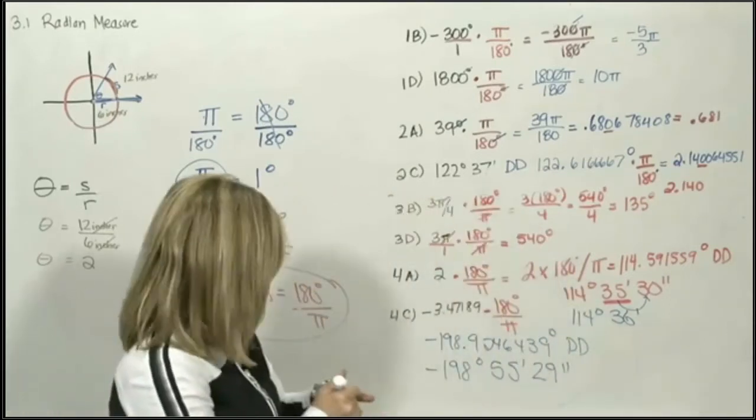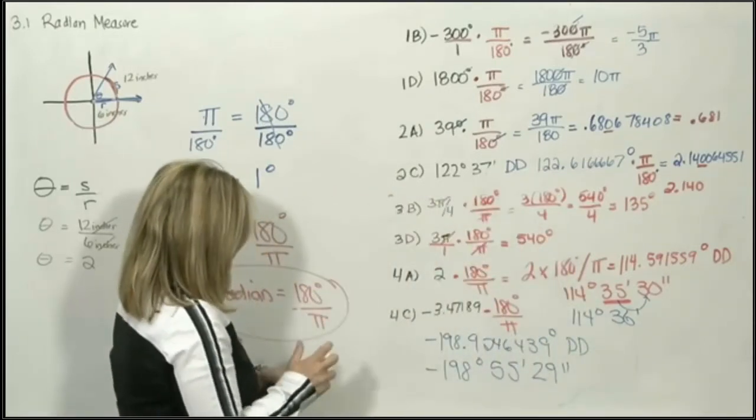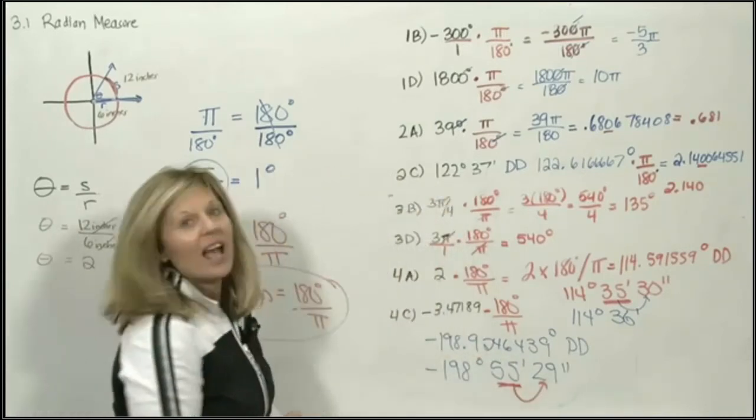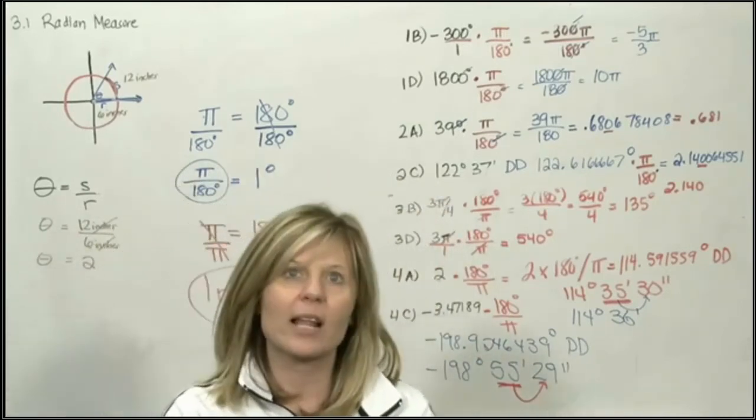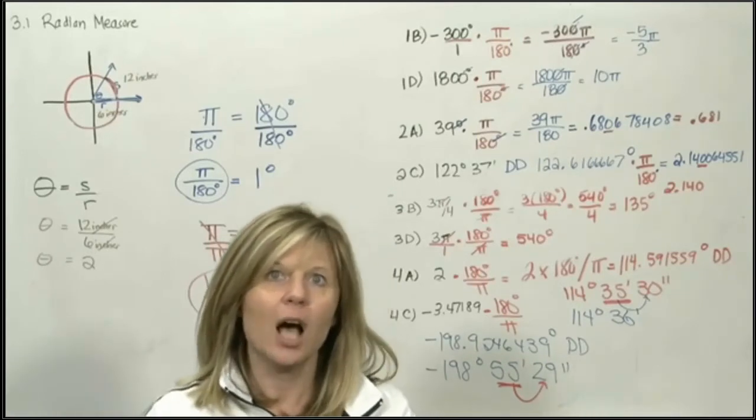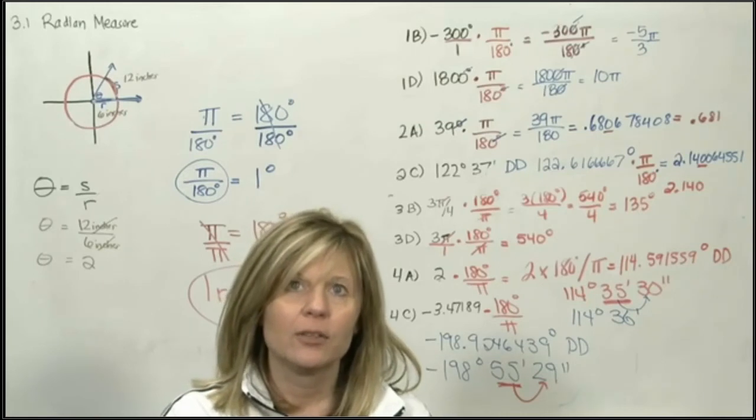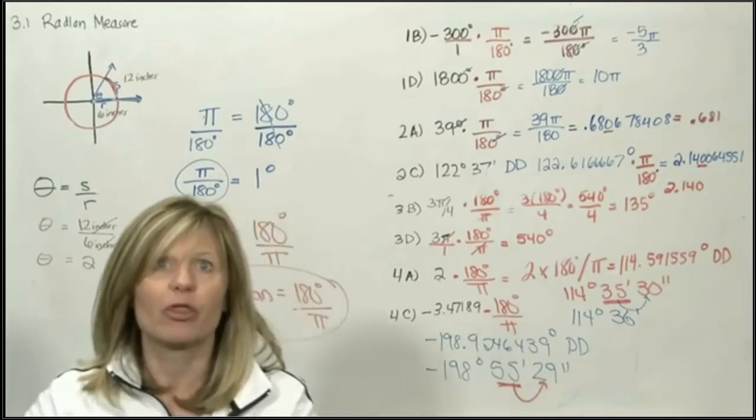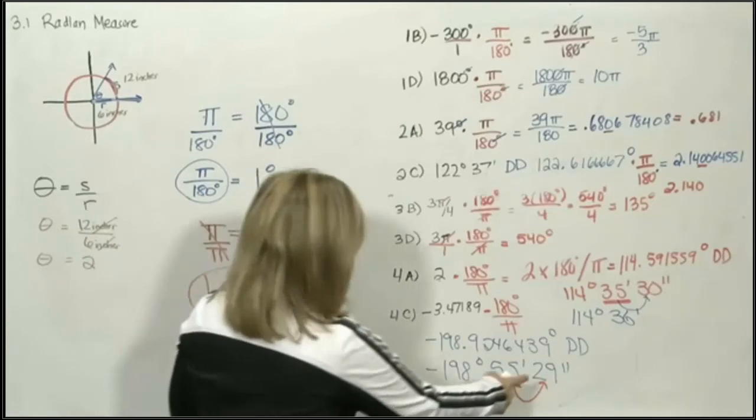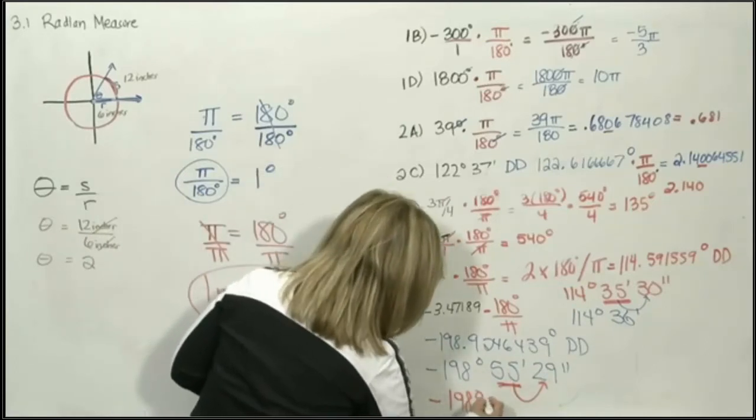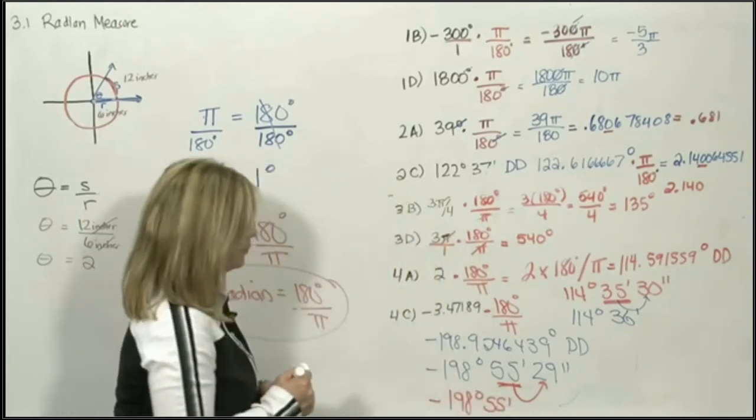Now we can round. We're rounding minutes. If we have 55 minutes, we've got to look at seconds. We have 29 seconds. Would 29 seconds round it up? No. 29 seconds is less than a half, right? There's only 60 seconds in a minute. 30 would be halfway. This is less than a half, so this is going to stay negative 198 degrees, 55 minutes.